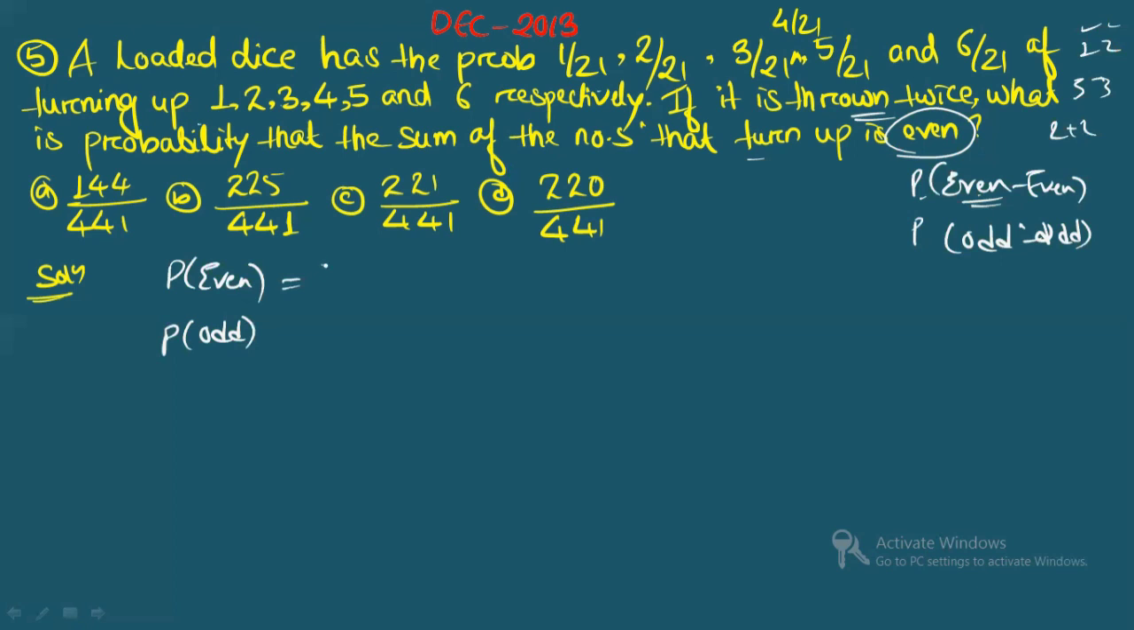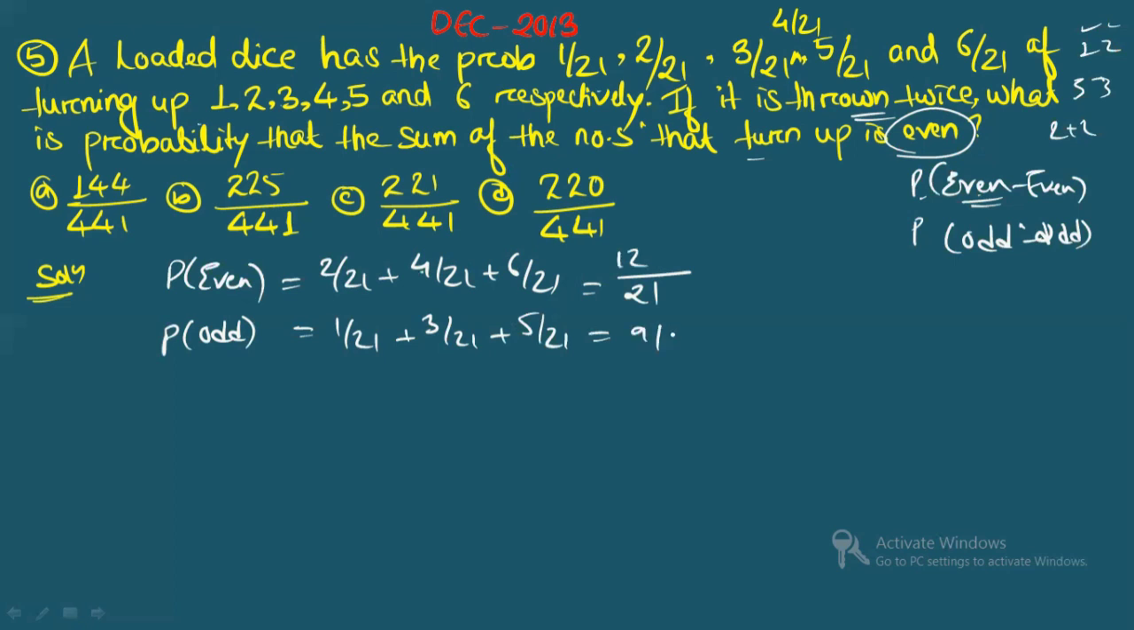So for even it will be 2 by 21 plus 4 by 21 plus 6 by 21, and for odd it is 1 by 21 plus 3 by 21 plus 5 by 21. So finally the denominator is 21. Here you will get 12, so 12 by 21 for even, and from here you will get 9 by 21 for odd.